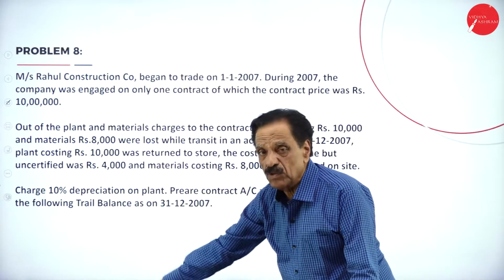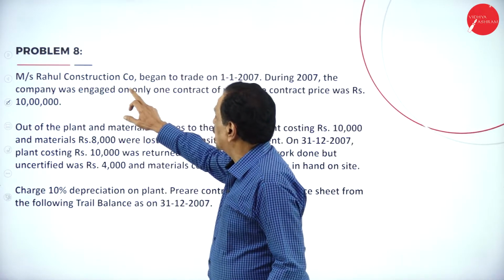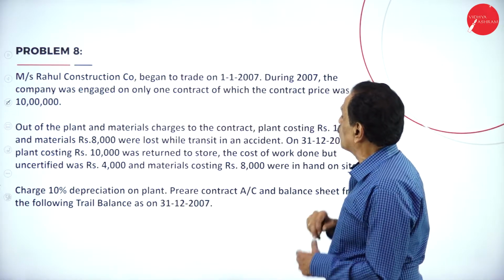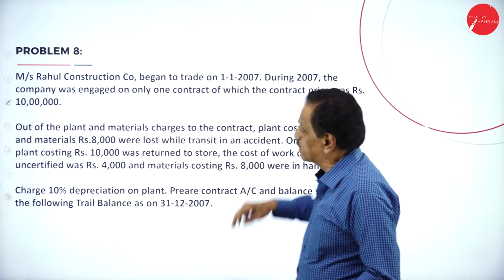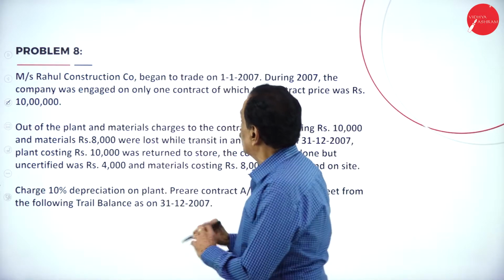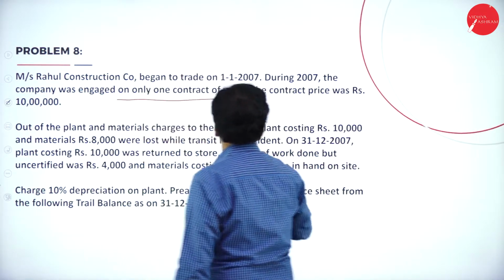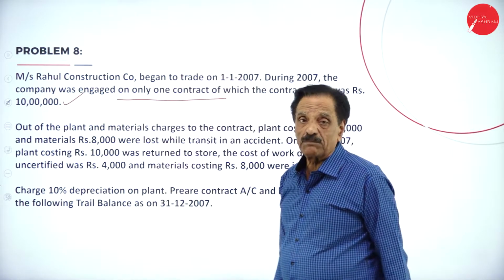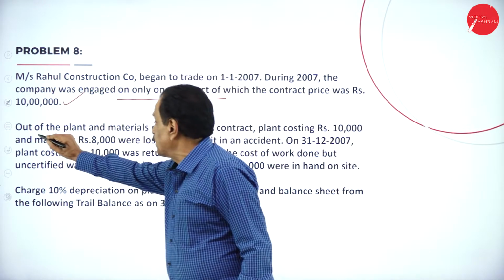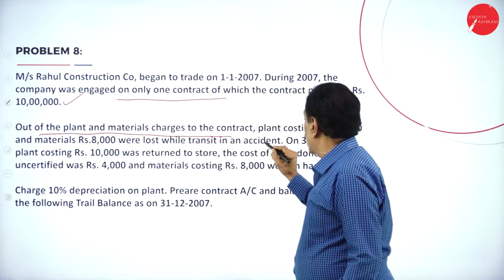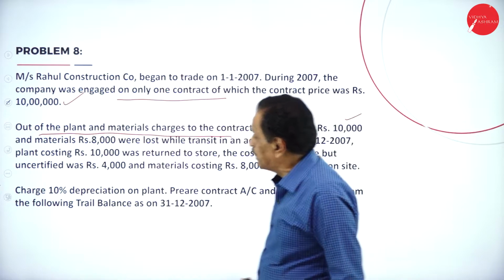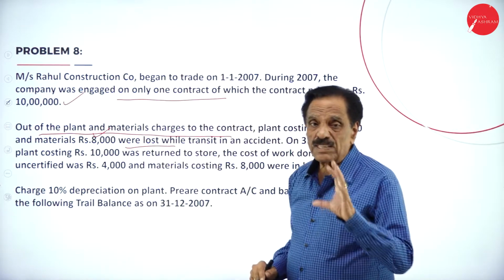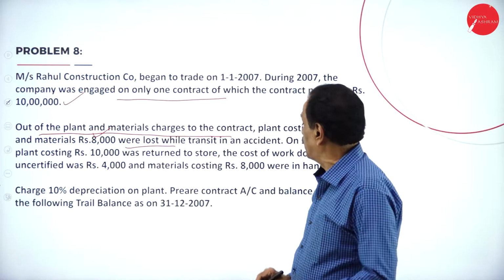This is a problem, okay? Rahul Construction Company began to trade on 1/1/2007. During the year 2007, the company was engaged on only one contract, and the contract price was 10 lakh. Out of the plant and material charged to the contract, plant costing rupees 10,000 and material costing rupees 8,000 were lost. Means there is a loss to the extent of 18,000.